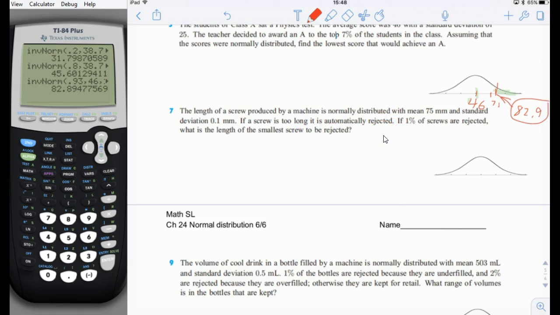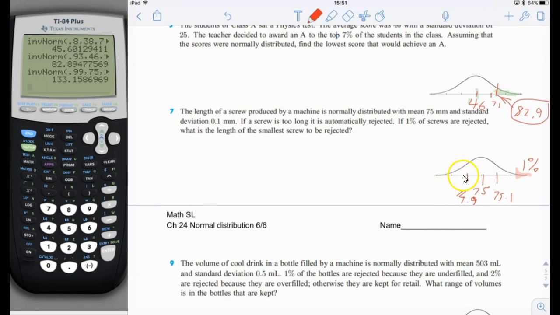Okay, so we're going to draw a picture again. The mean is 75. The standard deviation is 0.1, so this is going to be 75.1. So the left standard deviation mark is going to be at 74.9. Okay, and then if 1% of the screws are to be rejected, we're talking about this 1% up here, right?